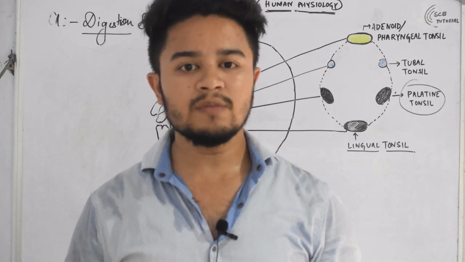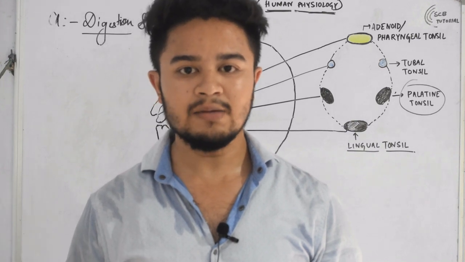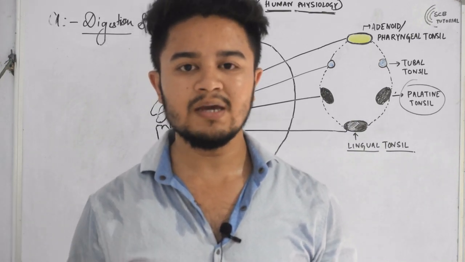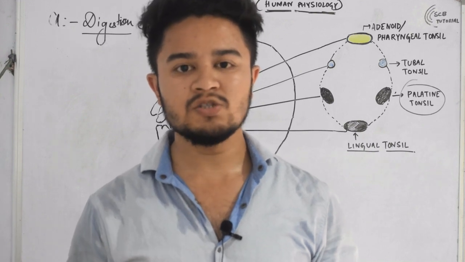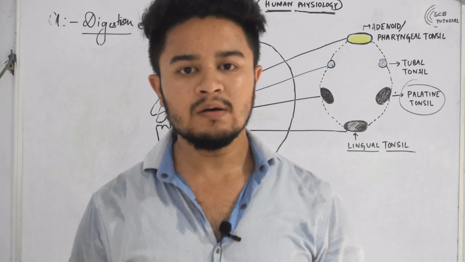The major role of the tonsils is that they assist the immune system to produce antibodies, or these are the first line of defense. That means, for example, if any kind of pathogen enters your body, then these tonsils are going to fight against them, right? Now there are mainly four types of tonsils.